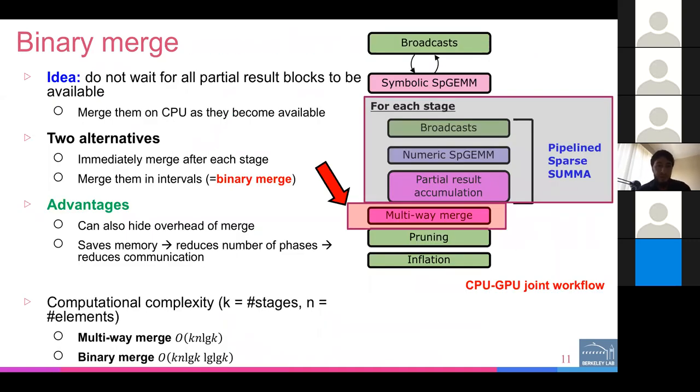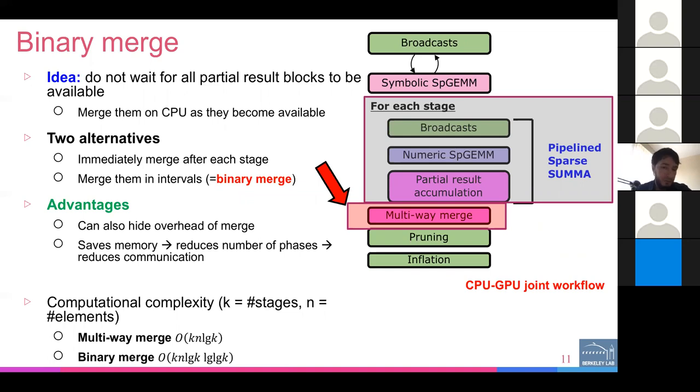The CPU can still be idle if multiplication time dominates the communication time. So there is another optimization opportunity in keeping both the GPU and the CPU busy. This is achieved by performing the merging of the partial results on the CPU while performing the local multiplication on the GPU. So the idea here is that we can start merging the partial results on the CPU in an incremental manner without needing to wait for all of them to do the merge.